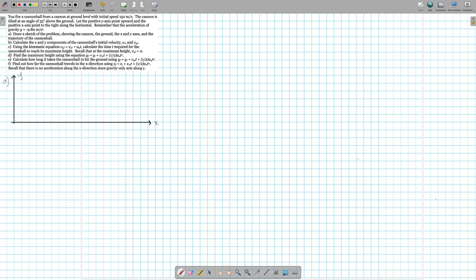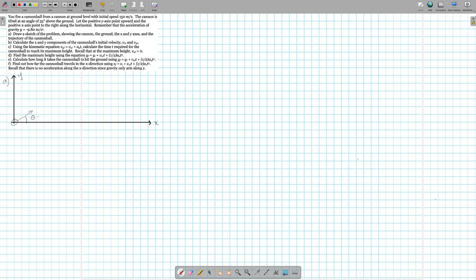So the cannon we can place at the origin, and I won't try to draw the cannon. I'm not a very good artist. I'll just draw the cannonball. There it is at the origin, and it's getting launched. Let me draw that a little better. It's getting launched at a 35-degree angle, which is more like that. And I will indicate the angle there.